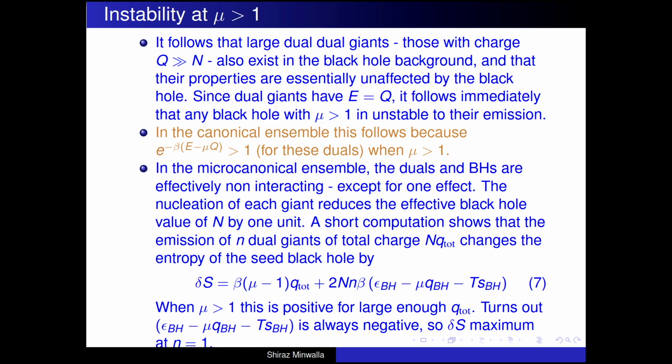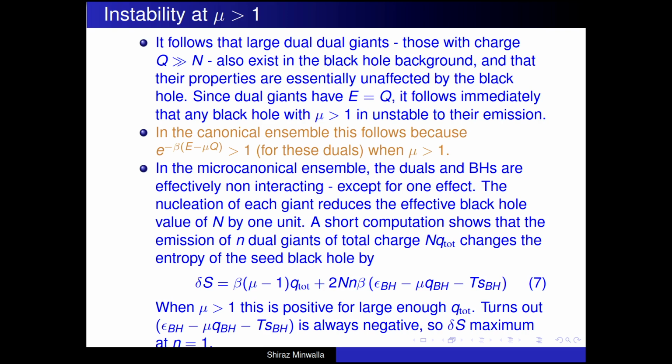Okay, and for this reason, you have a situation where a potential configuration is a black hole in the center and a giant graviton separated from it very far away, a dual giant graviton. Now, because the dual giant graviton is separated very far from the black hole, it's not interacting with the black hole.